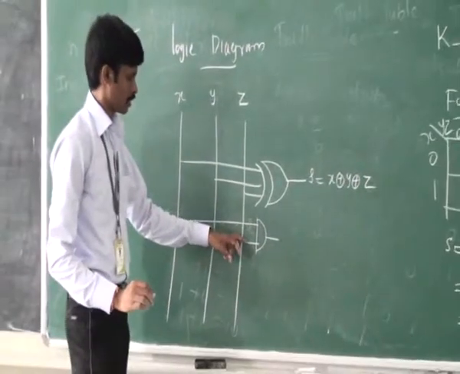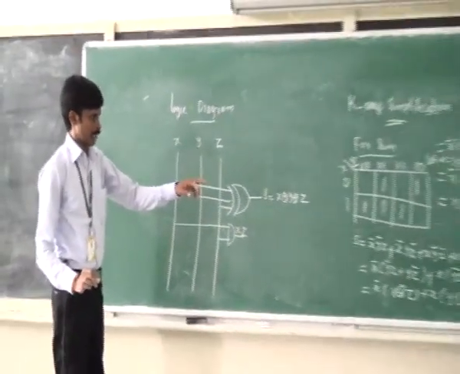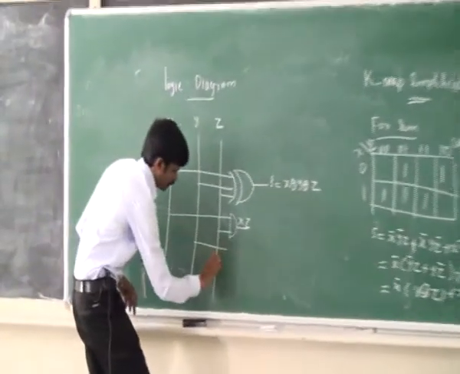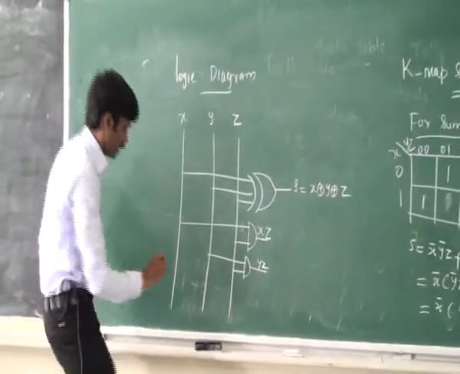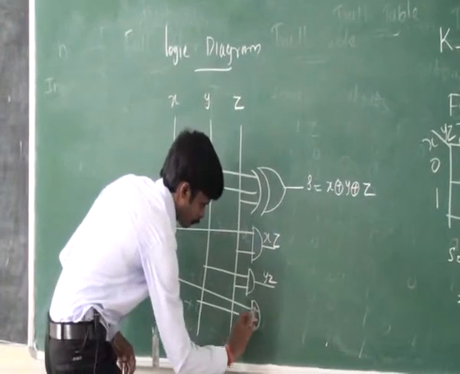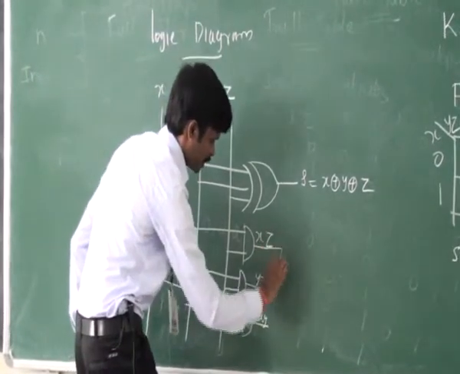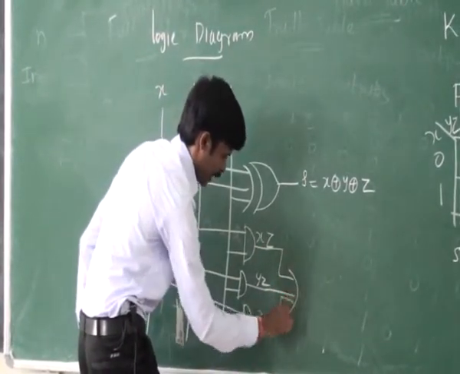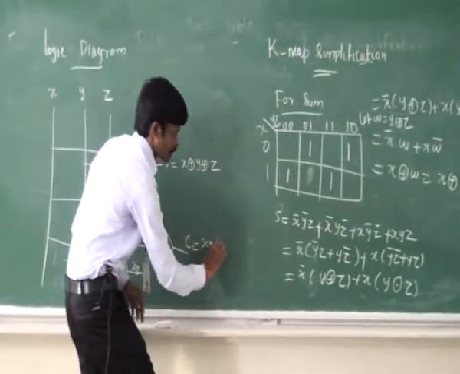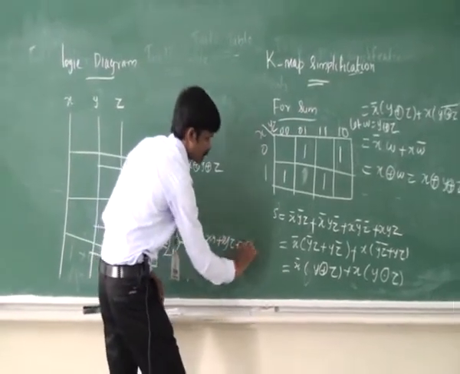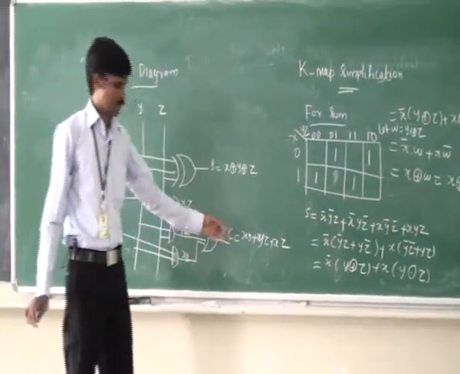The inputs x and z are ANDed to get xz. Then the next term is yz. Y and z are ANDed to get yz. Then x and y are ANDed to get xy. Then these three are ORed to get the carry expression. The carry expression is xy plus yz plus xz. This is the expression for carry.